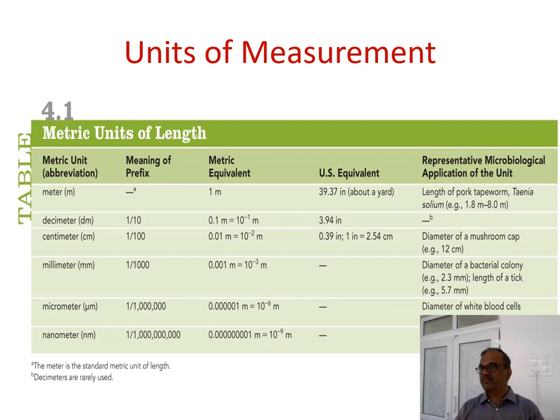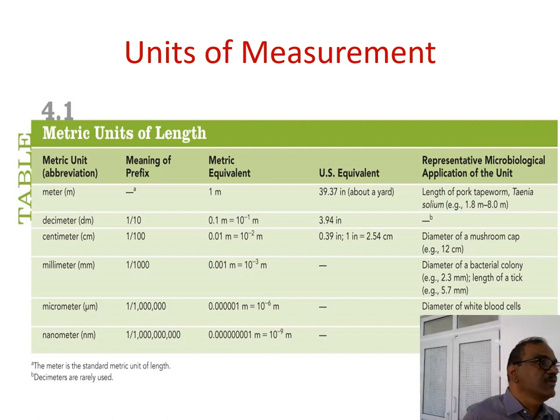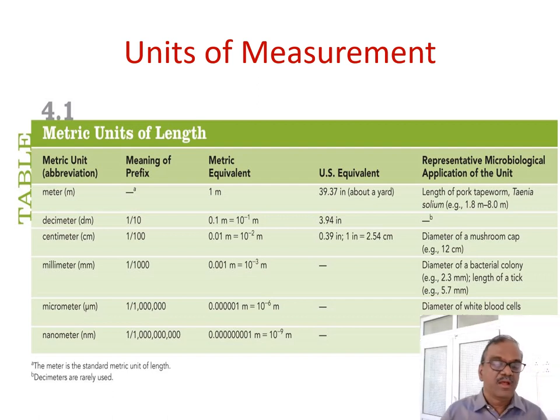You are taking a petri plate, inoculating it with a particular medium, and growing a bacteria. The bacterial colony is growing, and you want to measure it, and that is in the case of millimeter. Okay, then if it is a micrometer, it is the diameter of the red blood cells. So that comes under the micrometer, that is red blood cells.